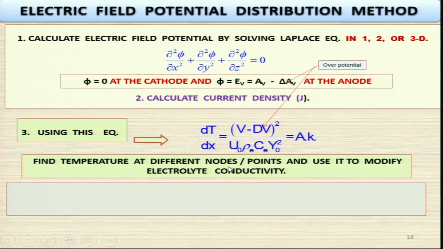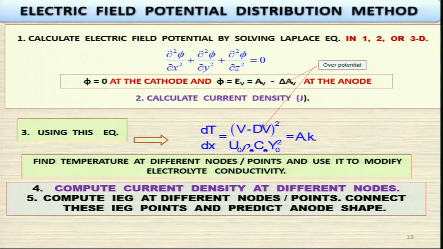Find temperature at different nodes, points and use it to modify electrolyte conductivity. Now, while modifying this electrolyte conductivity, I am mentioning it repeatedly, account for the change in temperature, void fraction and sludge formation at different nodes. Compute current density at different nodes, compute inter-electrode gap at different nodes or points, and connect these inter-electrode gap points and predict the anode profile.